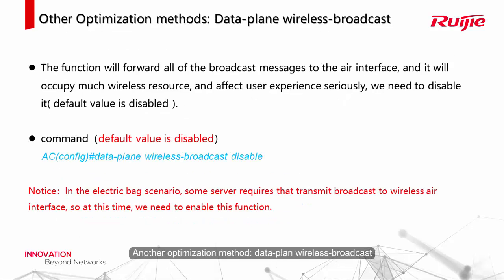Another optimization method, data plane wireless broadcast. Upon you enable this function, it will forward all the broadcast message to air interface, and it will occupy much wireless resource. So we need to disable it. And the command is shown in the slide. Notice, in some specific scenario, like electrical bag scenario, some servers require to transmit the broadcast to wireless air interface. At this time, we need to enable this function.